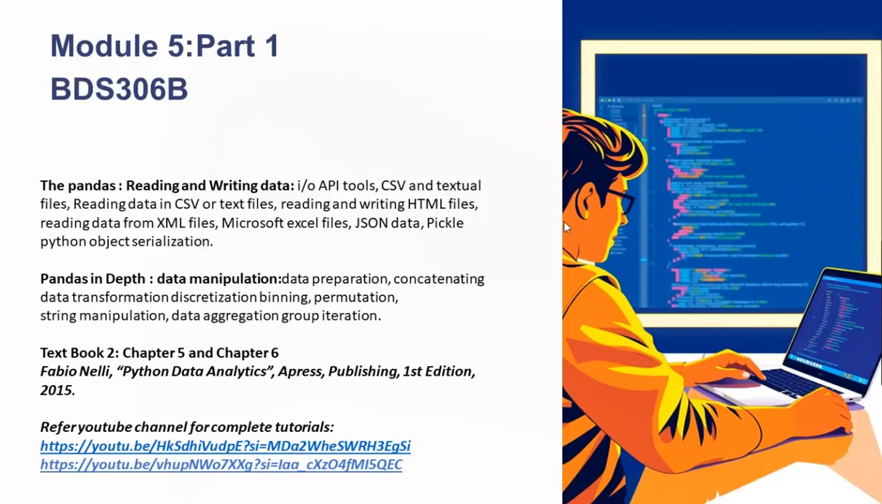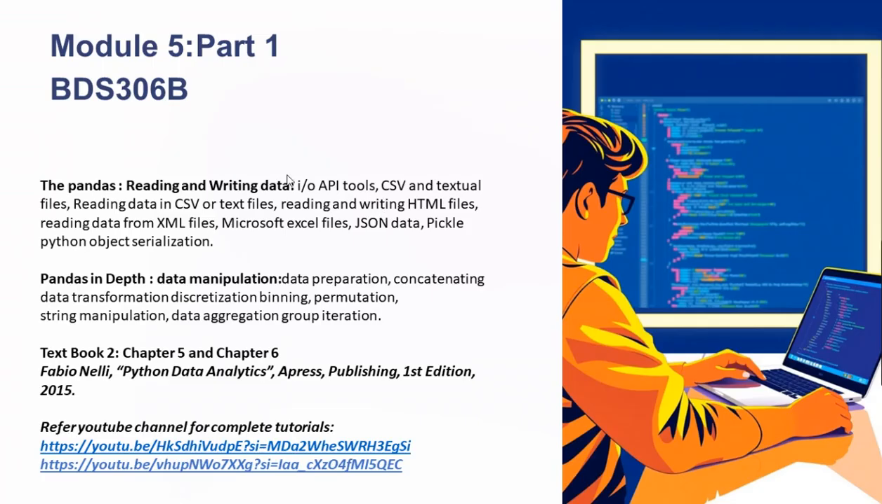Module 5 of the subject code BDS306B. So in Module 5 we have mainly two parts. The first part is about reading and writing data using the pandas libraries, and in the second part we'll be dealing with data manipulation using the pandas libraries again, in depth.